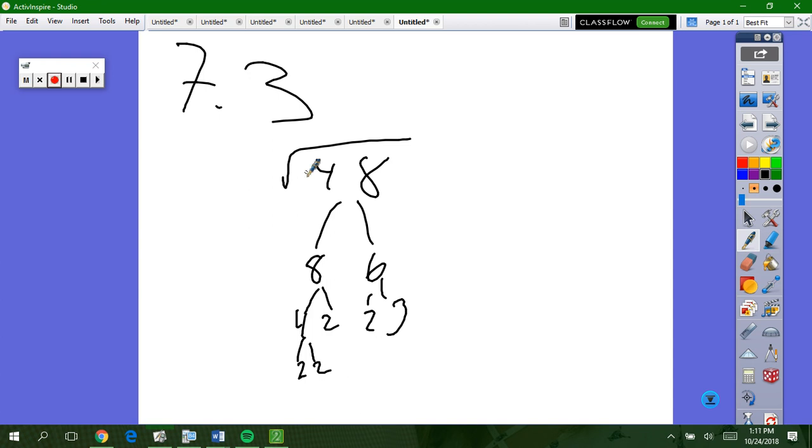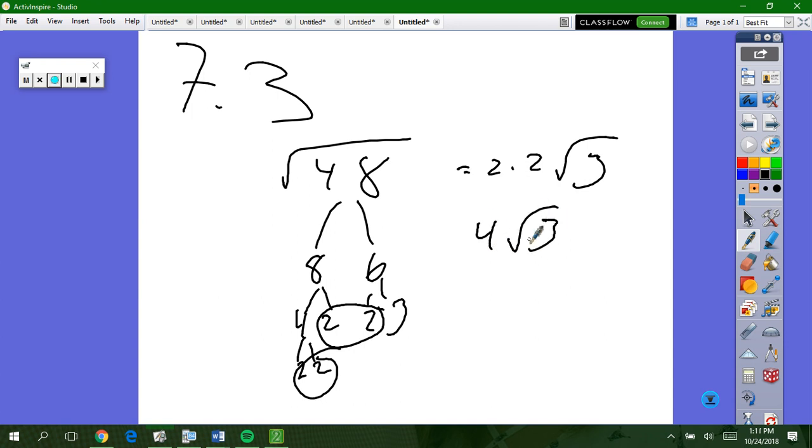Notice, because it is a square root, I'm looking for groups of 2. There's a group of 2. There's a group of 2. So that is 2 times 2 times the thing that didn't get circled, 3. So this is the same thing as 4 root 3.